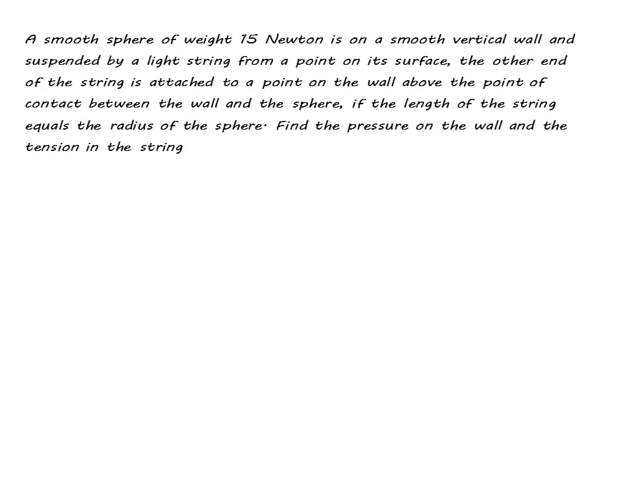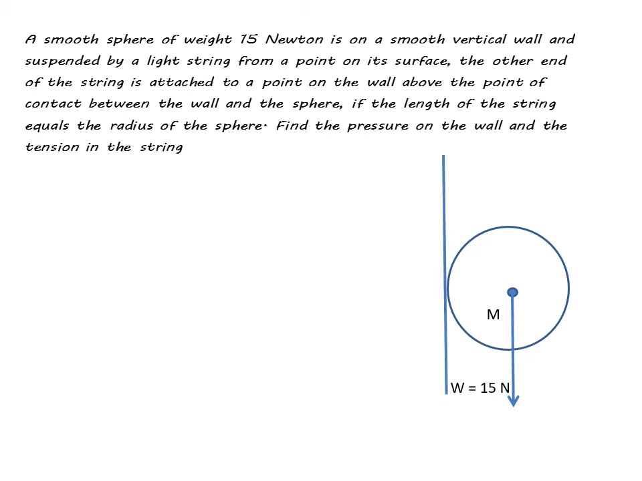A smooth sphere of weight 15 Newton on a vertical wall and suspended by a light string from a point on its surface. First, we have a sphere. Of course, the first force is the weight of the sphere vertically down equal 15 Newton. This sphere is on a smooth vertical wall, that means the reaction of the wall will be perpendicular to the wall. It touches the wall at the point B. From point B, the reaction will be perpendicular to the wall.